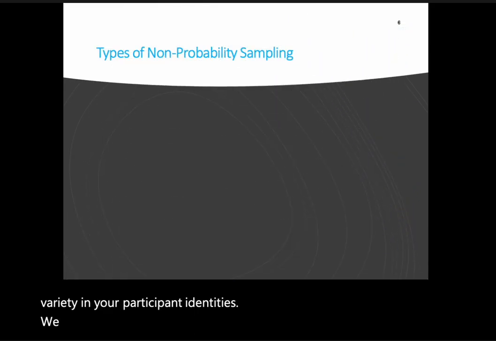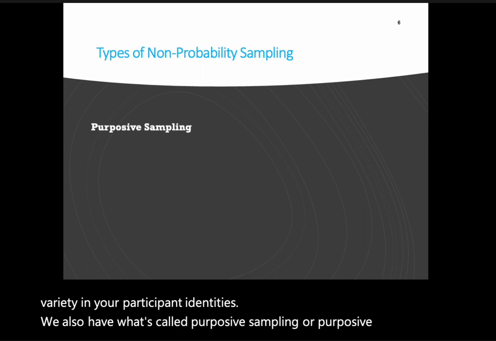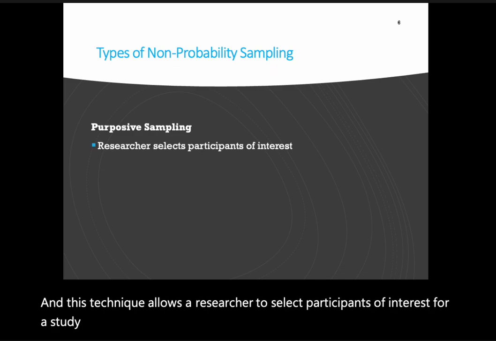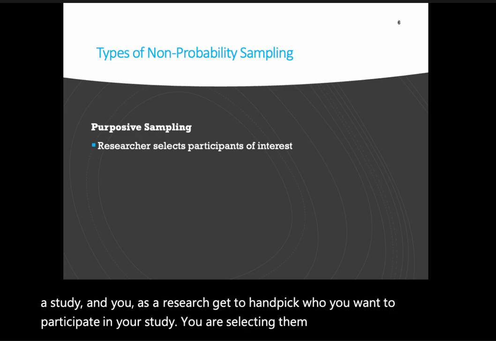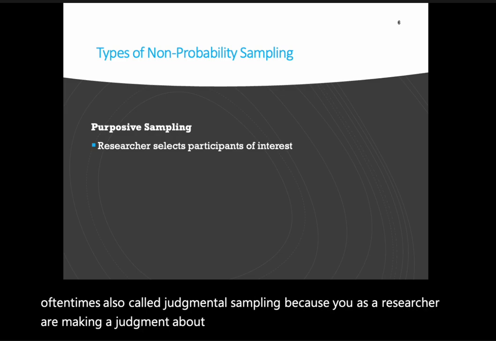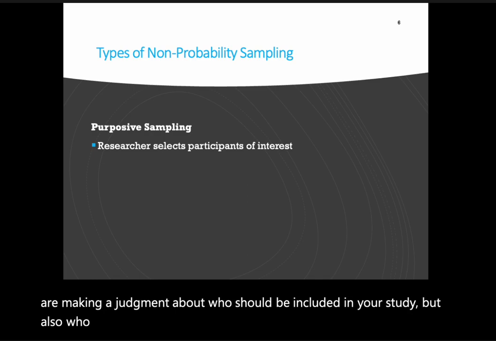We also have what's called purposive sampling, and this technique allows a researcher to select participants of interest for a study, and you as a researcher get to handpick who you want to participate in your study. You are selecting them with purpose. It is oftentimes also called judgmental sampling because you as a researcher are making a judgment about who should be included in your study, but also who should not be included in your study.